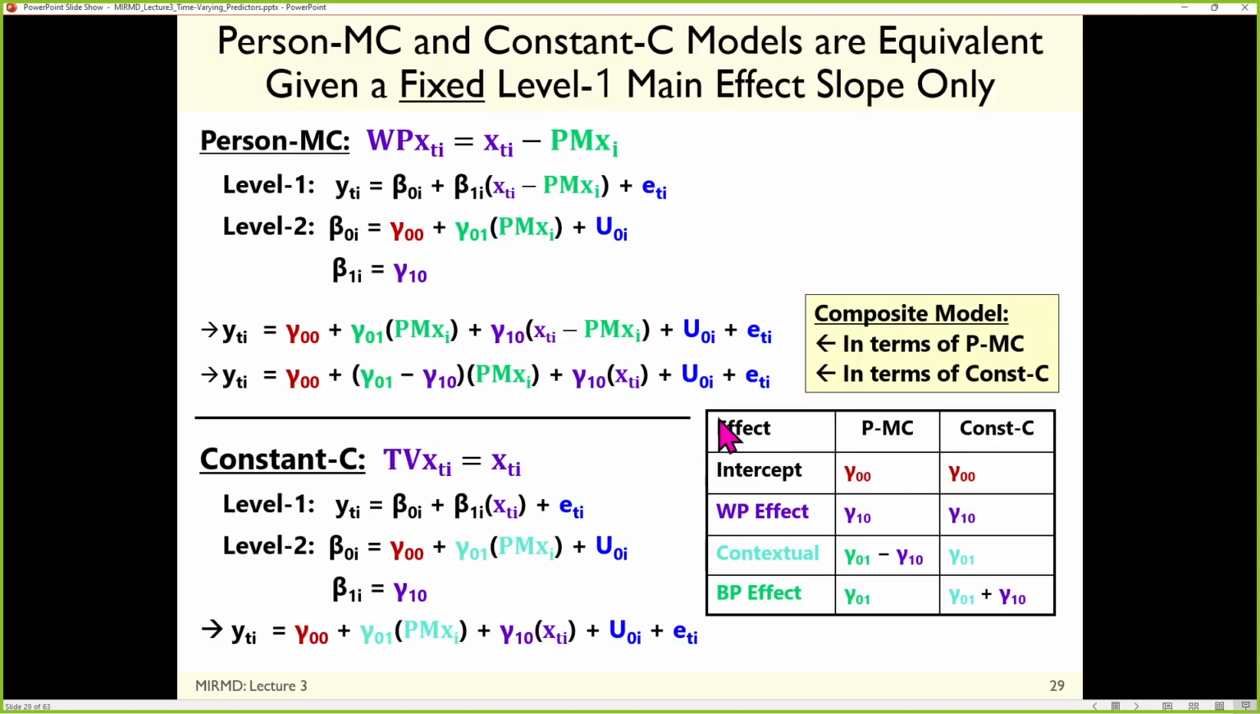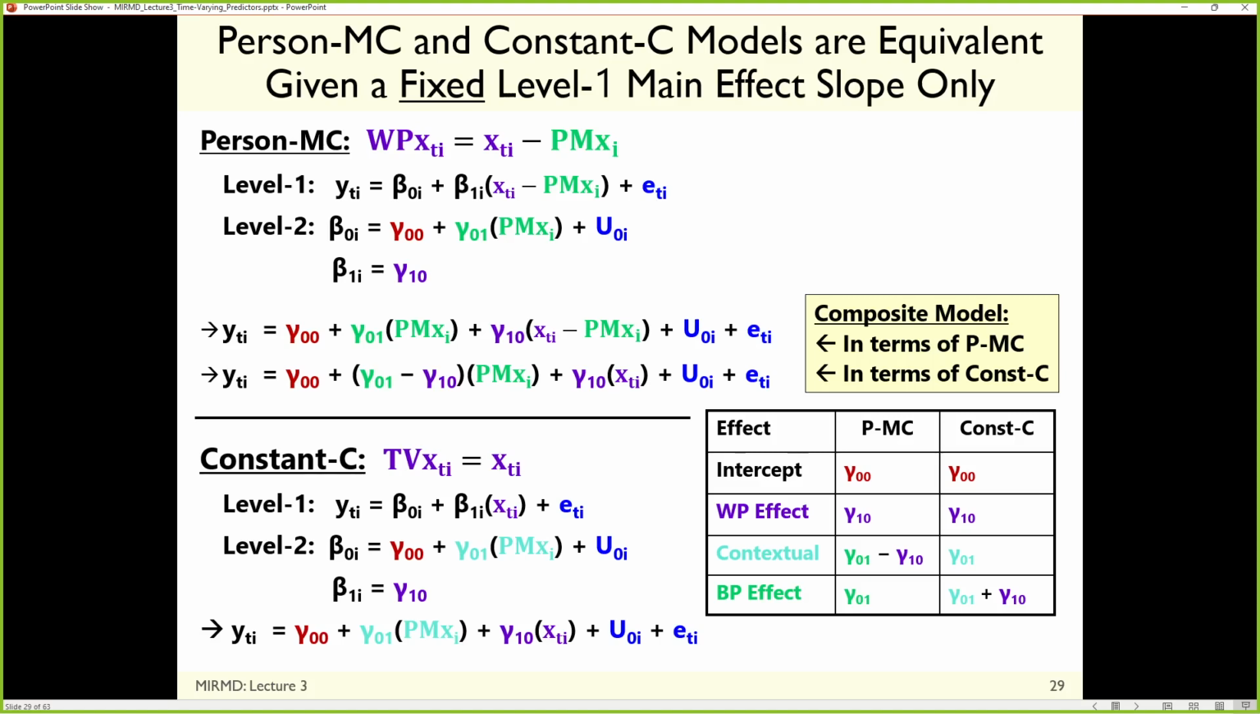Algebra. Okay, so I'm not going to go through this, but this is to show you that you can get to the same place across the 2 models. As long as they each just have a random intercept, you can rearrange one form into the other. The only difference is what you get at level 2. If you do person mean centering, you directly get the between effect, and you have to find contextual as the difference of between minus within. If you use constant centering at level 1 and you have the level 2 mean included, then you directly get contextual at level 2, and to get to between, you add contextual to within.